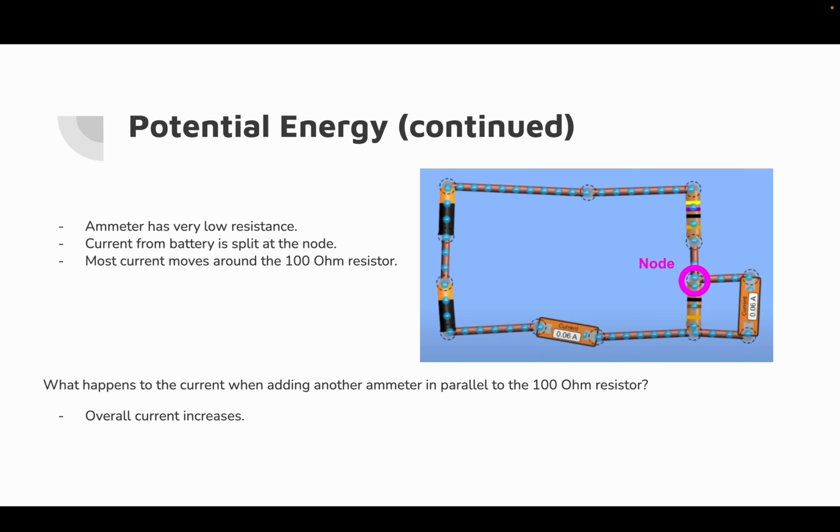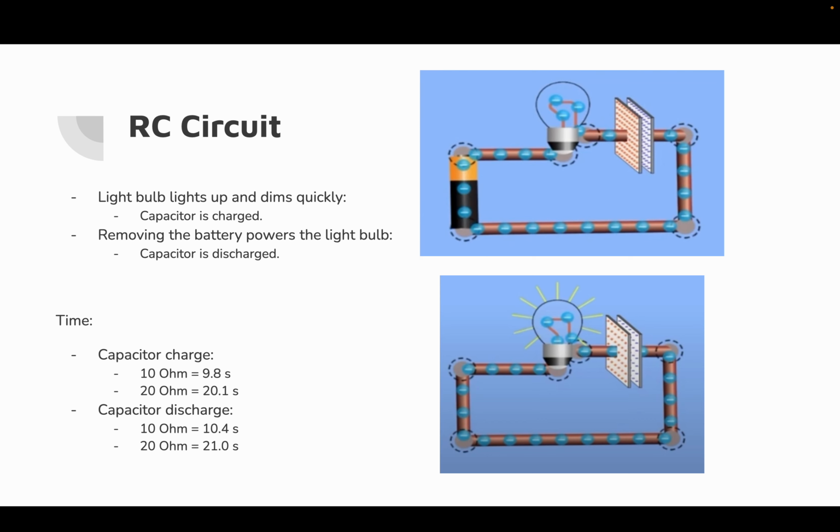Next, we build an RC circuit and notice that the light bulb quickly dims as the battery charges the capacitor. Removing the battery lights the bulb again and discharges the capacitor. When testing the charge and discharge time of the capacitor at different resistances, we can see that the resistance of a 10 ohm light bulb is twice as fast as the resistance of a 20 ohm light bulb.